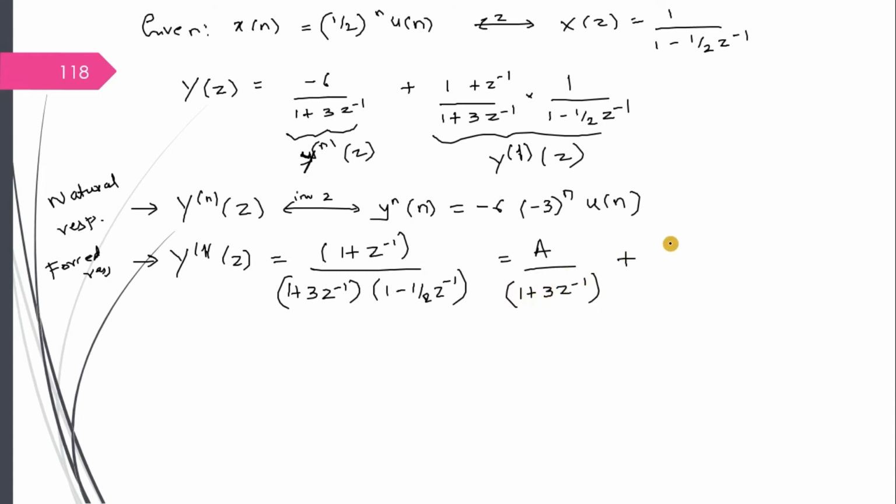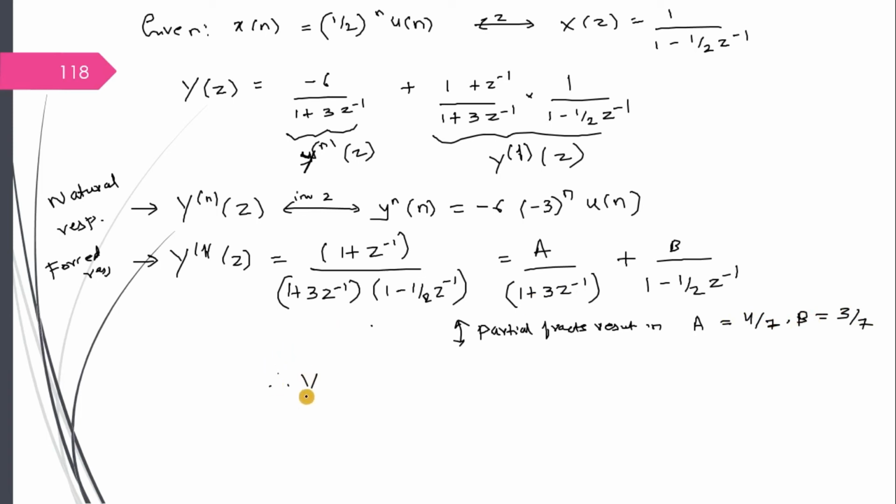This will be asked for 10 marks if it is asked, because solving this takes a lot of time. So solve the partial fractions by yourselves. It will result in, so I avoid repetitive work, A equal to 4 by 7 and B equal to 3 by 7. This is the answer we get once you solve it.